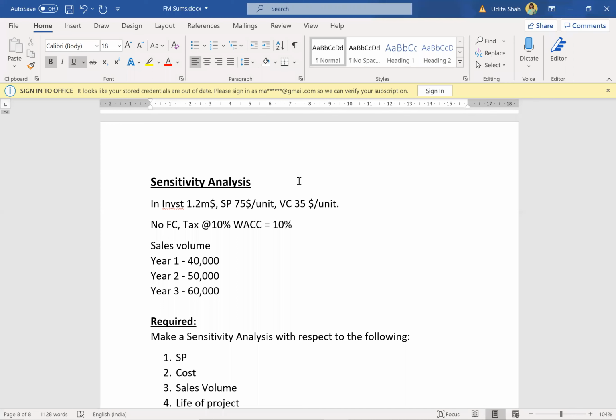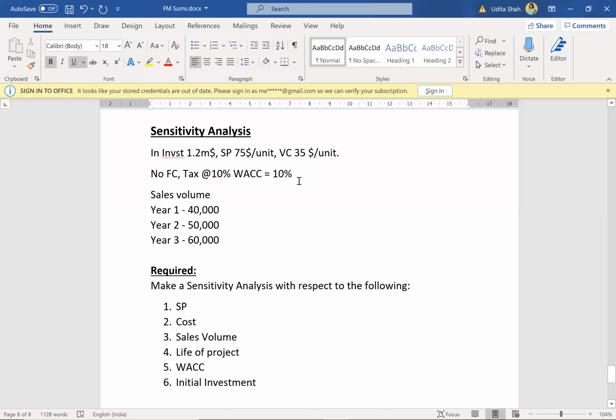Okay. Let us start. Check this sum. Initial investment is $1.2 million. Selling price per unit is $75. Variable cost is $35. There is no fixed cost. In the first sum, if you want, let us not take tax. Tax calculation I can give you for your homework. WACC is 10%. Sales volume 40,000, 50,000, and 60,000.